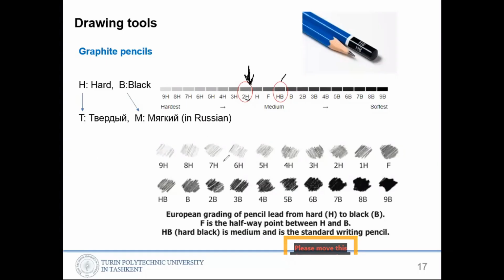By using a hard pencil, you can draw very thin lines like this, and with HB you can draw this kind of line. Why do you need this? When you draw initially, you can use the hard one, because there will be no mess. Very careful, very thin lines can be done with it. But after finalizing everything, you can refine it using HB.